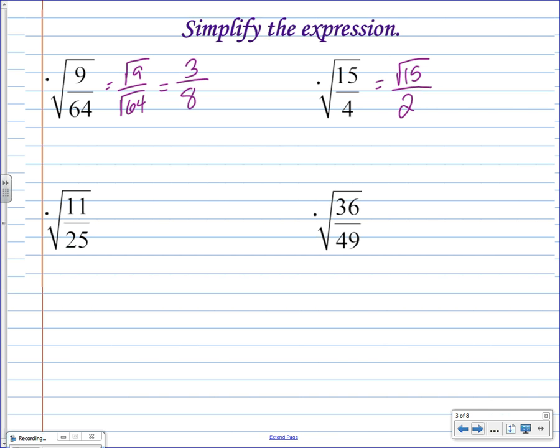Square root of 11, we're going to do exactly the same thing. 11 is just the square root of 11. And the square root of 25 is 5. Awesome. One more. Square root of 36 is 6. Square root of 49 is 7. Very good. Okay? So fractions are not too hard, about the same as multiplication. I do want you to notice that there are no square roots in the denominators. We're going to look at that on my next page.